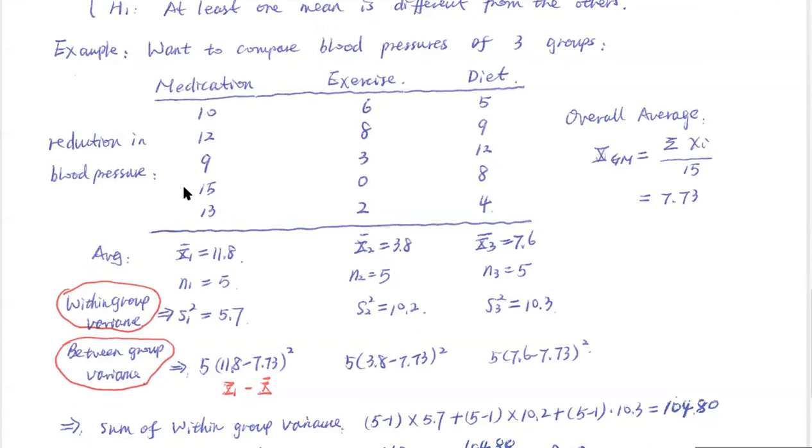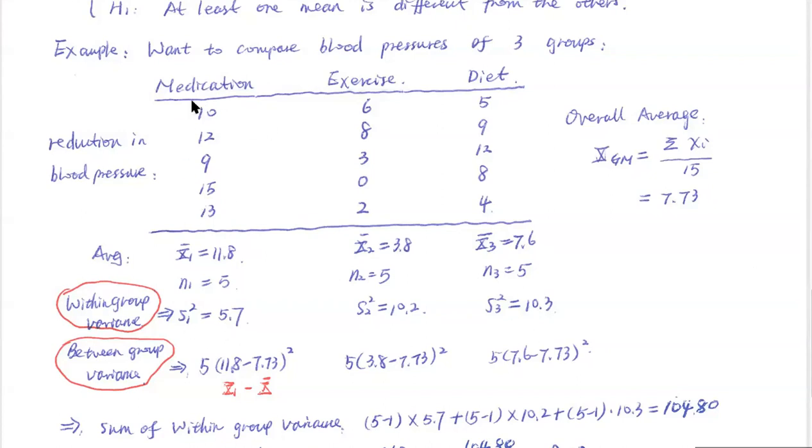The first group, we have 5 people, in other words, 5 numbers here. So we can calculate the average. I'm using capital X1 bar, the average of the first group of people, 11.8, with 5 people. S1 square, I can calculate using the 5 numbers here. How do we calculate this variance? We have that beautiful formula we learned previously. So we find S1 square is 5.7.